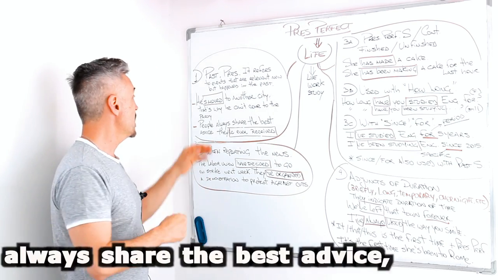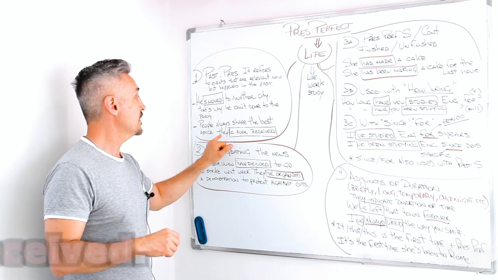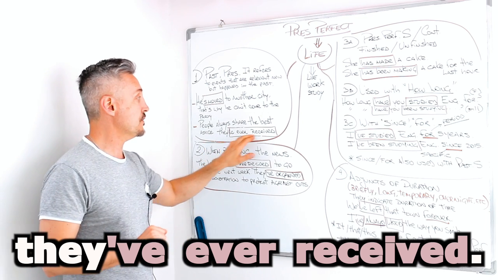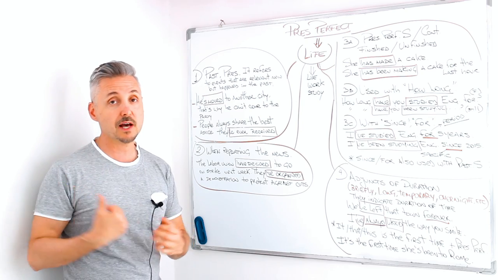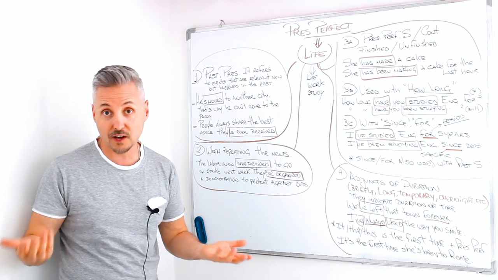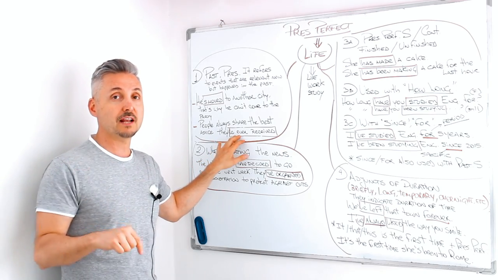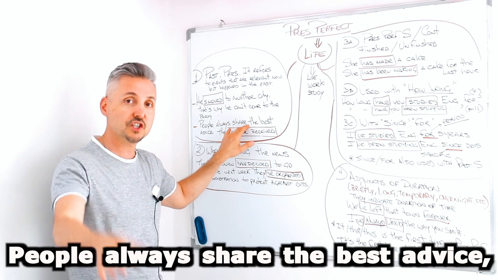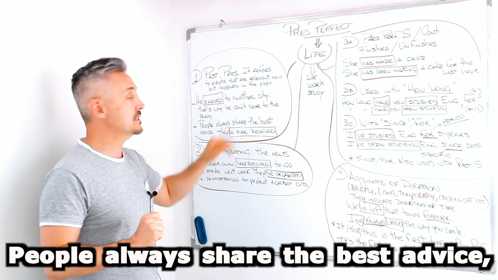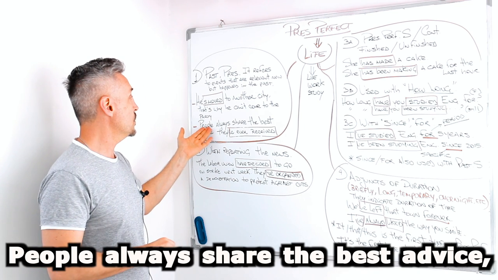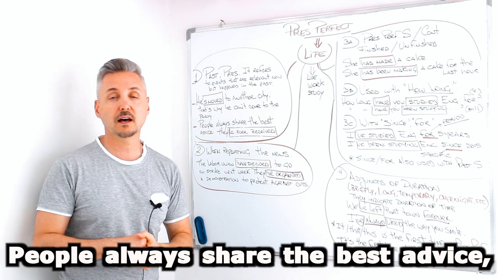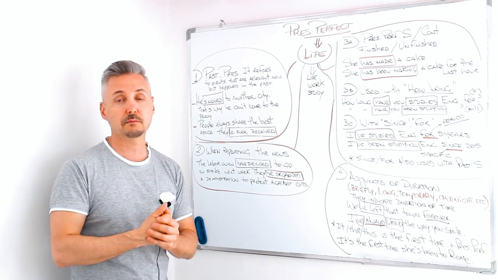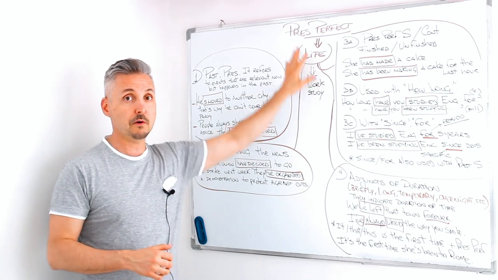Another example. People always share the best advice they've ever received. Which action happened first? They've ever received. So, somewhere in the past, they received a message or advice, okay? And is relevant now, because I said people always share. So present simple, people always share. And that's why we use the present simple and then the present perfect, because it's an action that happened in the past, but it has an effect in the present. This is the first point about the present perfect.